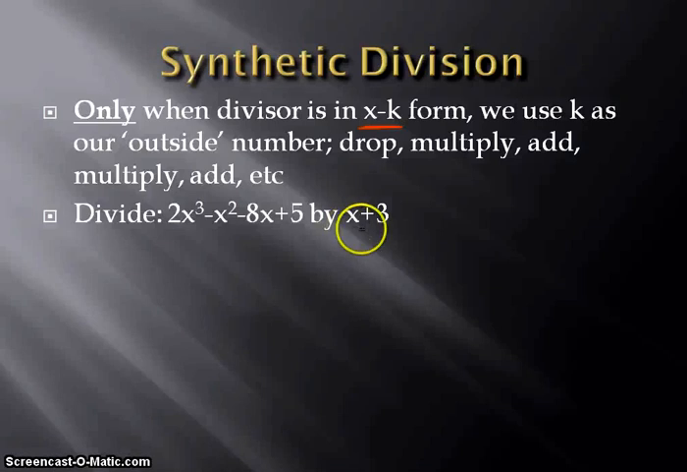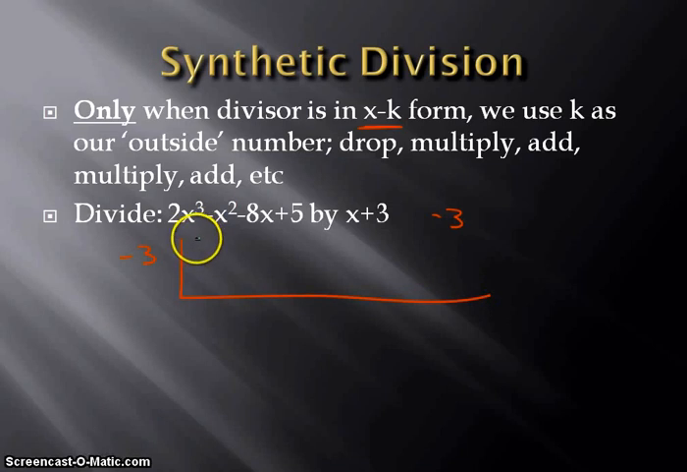So here I have x plus 3 as my divisor, so I'm going to use negative 3 as my number on the outside. Coefficients in order, so 2, negative 1, negative 8, and 5. I did not need to have a placeholder because all of my powers were there starting at that x to the third. Drop down. 2 times negative 3 is negative 6.